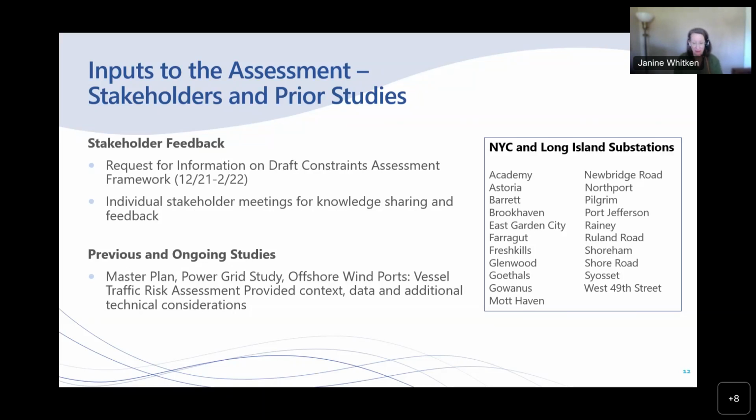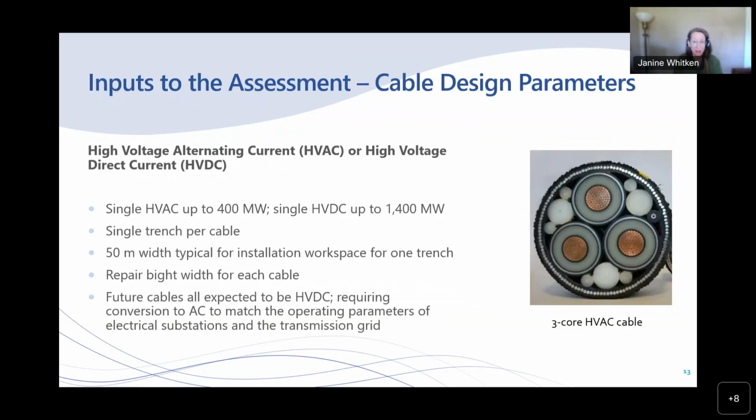In the next slide, just a little bit of technical background information to convey some of the key concepts for installation of the cables and how that factors into impacts as well as avoidance, minimization, and mitigation. There are two types of cables used: the high voltage alternating current or high voltage direct current. They are distinguished by the diameter and the amount of power that they can carry.